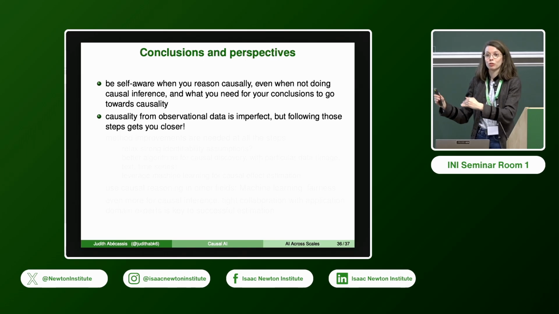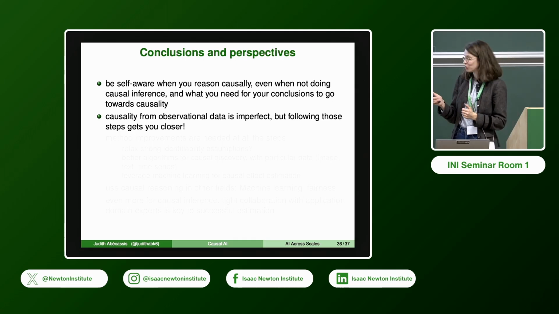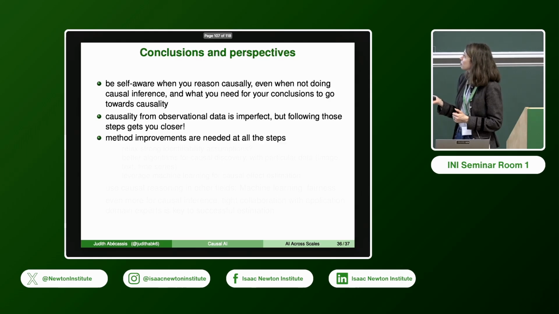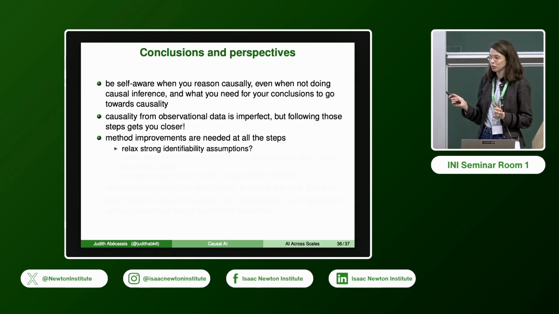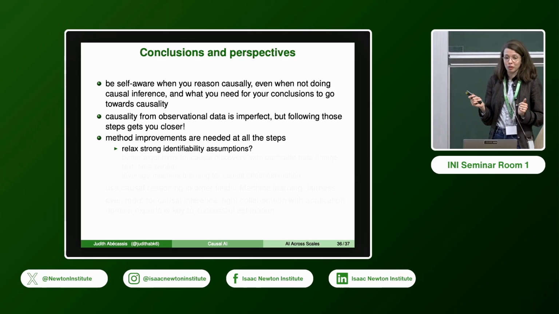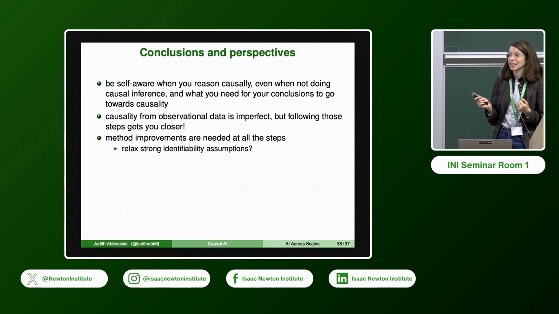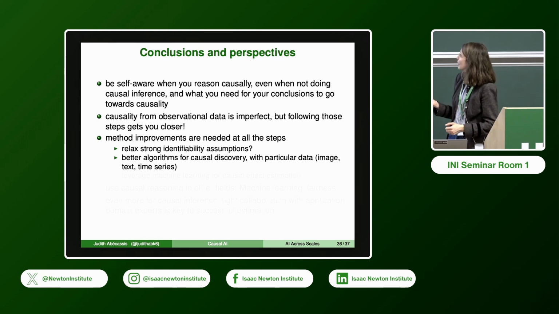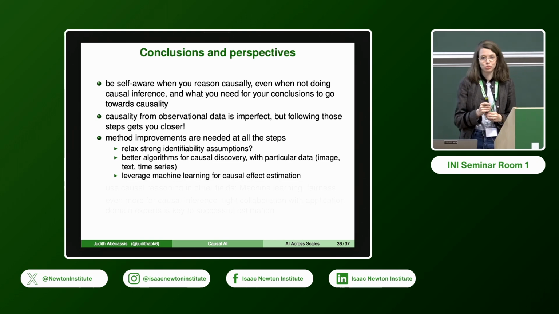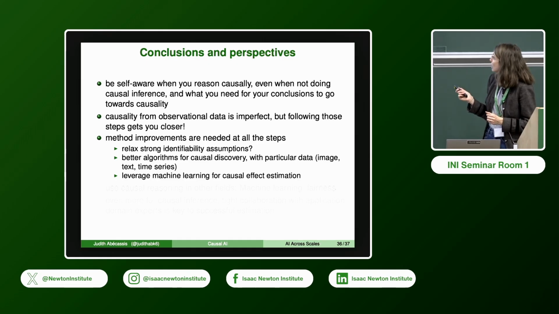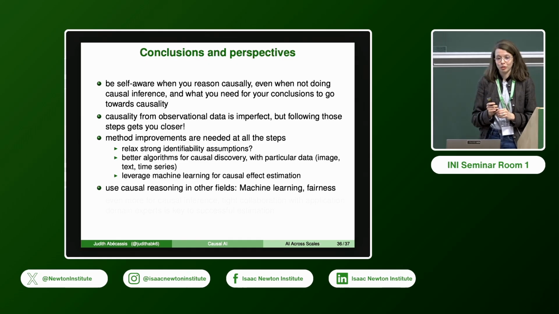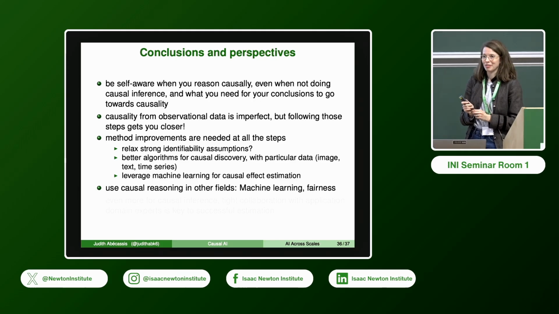But going through all those steps and this very big checklist is actually helping us towards the right direction. And of course, there is a lot of room to develop new methods, to relax the identifiability assumptions, and develop better algorithms and safer ways to use complex machine learning models. And so, of course, use causal reasoning carefully, but systematically, when you analyze and interpret your models.